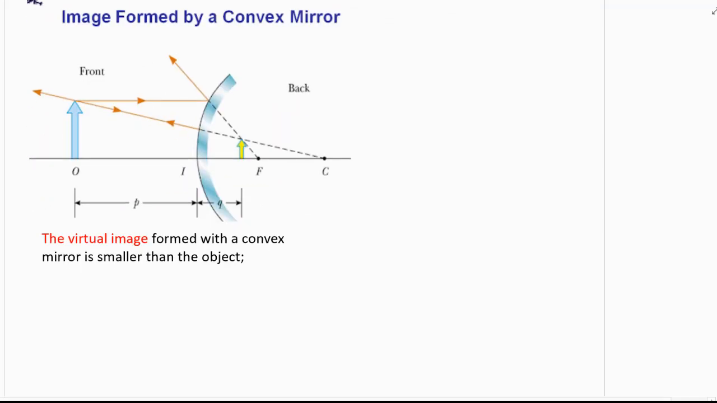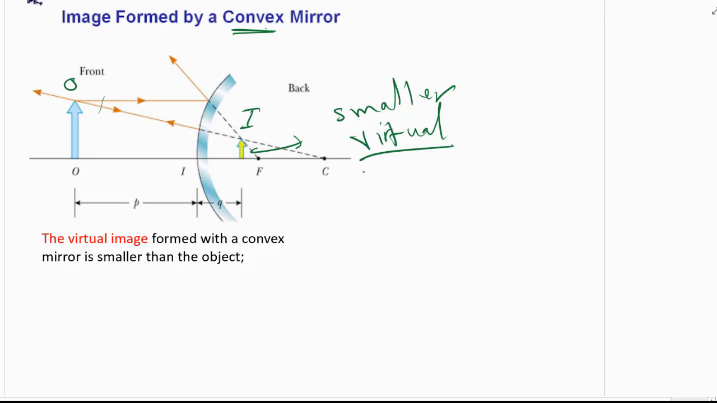Here, as I told you, in a convex mirror, if this is the object, this will be the image formed. As you can see here, all of these images are smaller images and virtual. So this is a virtual image.